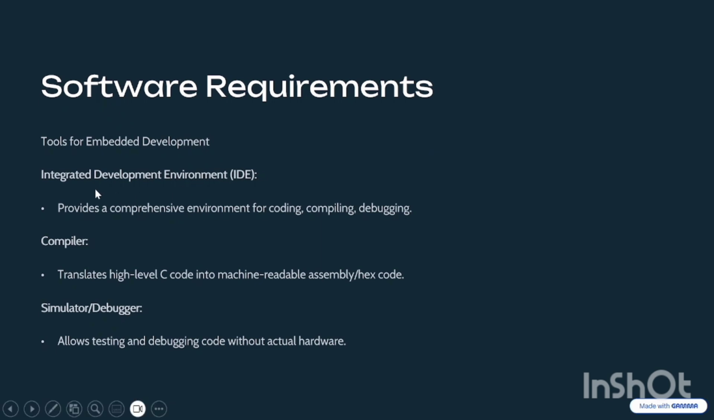Okay. First one is the integrated development environment, which provides a comprehensive environment for coding, compiling, and debugging. The next one is the compiler, which translates the high-level C code into machine-readable assembly or hex code. And the final one we need is a simulator or debugger. It allows us to test and debug code without the actual hardware.